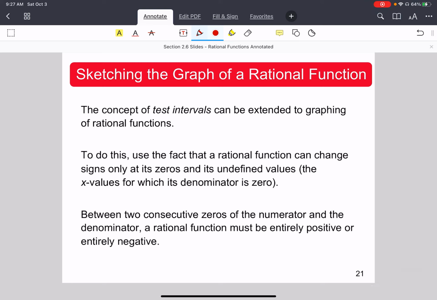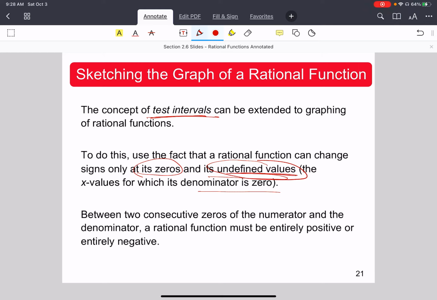Previously, I introduced the idea of using test intervals. So here we can actually use test intervals as well. To do this, we use the fact that a rational function can change signs only at its zeros and its undefined values. Previously with polynomials, we were only including zeros, but with rational functions, because of the nature of these functions, you also need to include the undefined values. In other words, the values that make the bottom 0 should also be included for your test intervals.